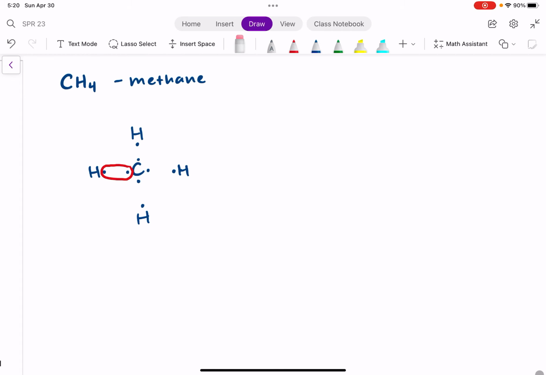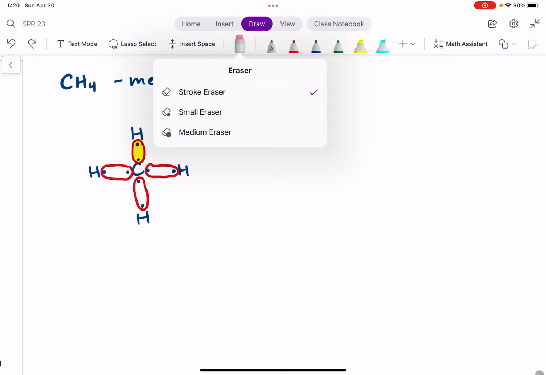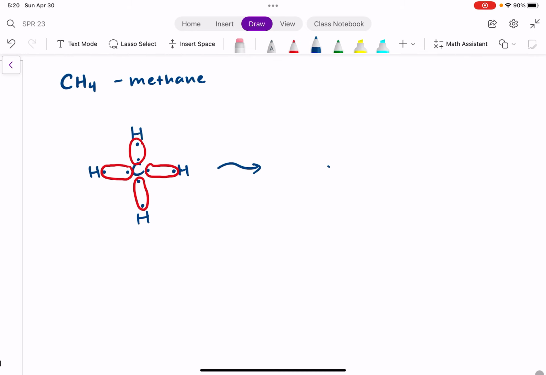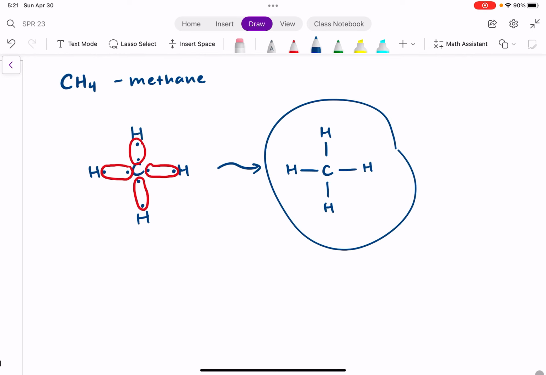So just to clean this up a little bit. So actually you could just leave it like this. And then you can do a cleanup like this. You can show C and four H's. Remember, we said that when these atoms are bonding, we can represent those bonds as lines. So to draw our Lewis structure, we have 2 electrons bonding here, 2 electrons bonding here, 2 bonding here, and 2 bonding here. So this would be our Lewis structure.